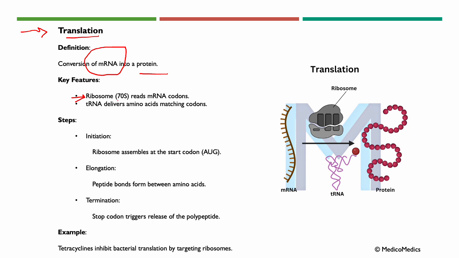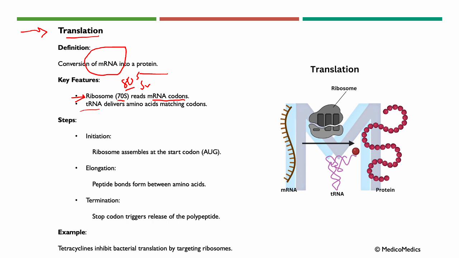And the ribosome is 70S. The S, if you remember from previous lectures in this series, stands for Svedberg unit. So 70S in bacteria; remember we're talking about bacterial cells now. If it's eukaryotic cells, we would say 80S. So in bacteria, the 70S ribosome facilitates translation by reading mRNA codons.